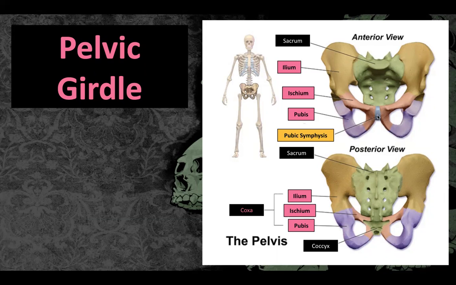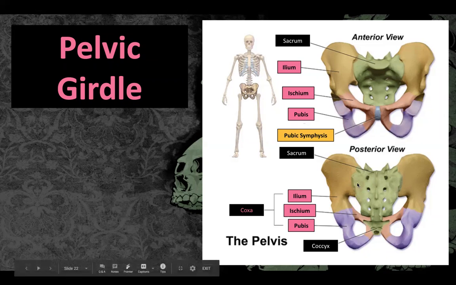This is, you should recall, fiber cartilage. There are 3 different portions of the coxa bones that, again, were originally their own bones that have now fused together. The ilium, the ischium, and the pubis.